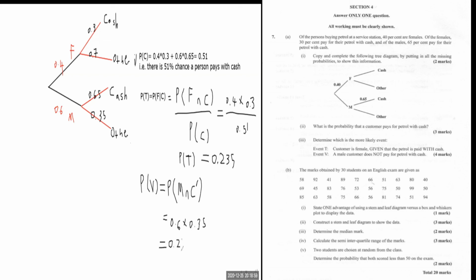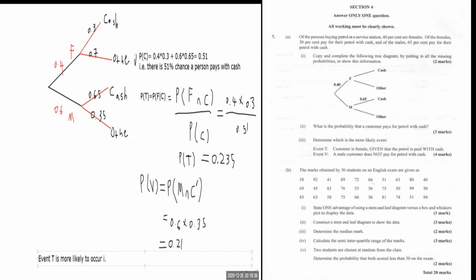So there's a greater chance of a customer being female given that they pay with cash. All right, so there's a greater chance of event T occurring. So let's write the conclusion. Always finish with your conclusion. Don't just work it out and not tell them what you are concluding. Give them the conclusion. So event T is more likely to occur.